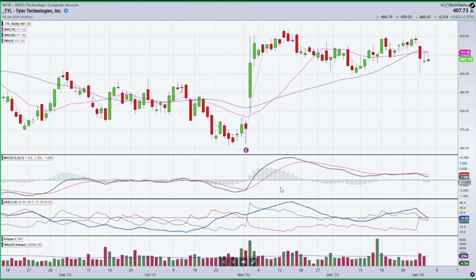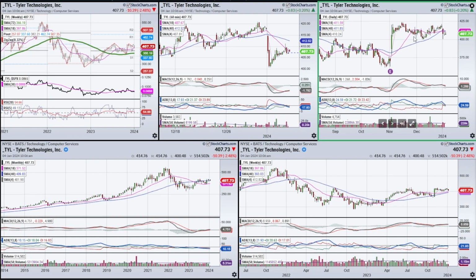The one thing that is bothering me about this stock is if you start to look at some of the other computer services stocks, they've already broken out and kind of taken off.